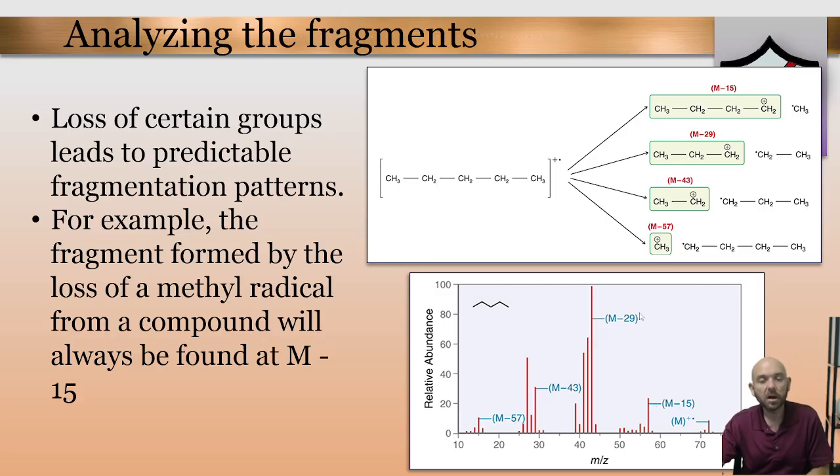So we can predict what ions may form, and as you may have guessed by now, forming stable carbocations is preferable. So when we can form stable carbocations, that leads to big peaks, and those are our most abundant peaks. We'll look at a couple of those examples on the upcoming slides, and we'll do those next.